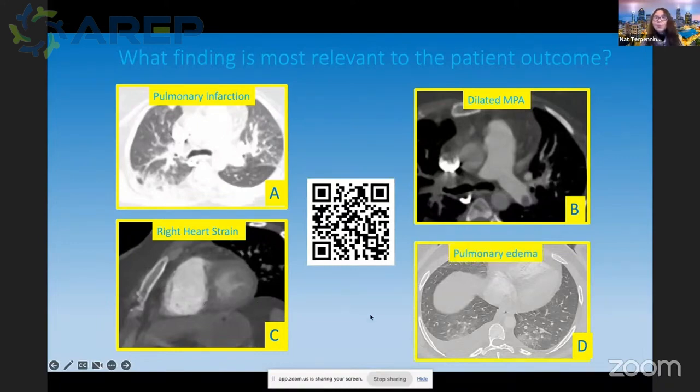And the last one, I want to show you pulmonary edema. You can see interstitial interlobular septal thickening and a little bit of atelectasis. You also see findings of volume overload here. All of these patients have PE. The most clinically relevant one is this right heart strain. It impacts the patient's clinical outcome. No one talks about pulmonary infarction. Dilated main PA, you can see in chronic pulmonary hypertension, may not be so related, and there's nothing to do with pulmonary edema. So the correct answer is C.